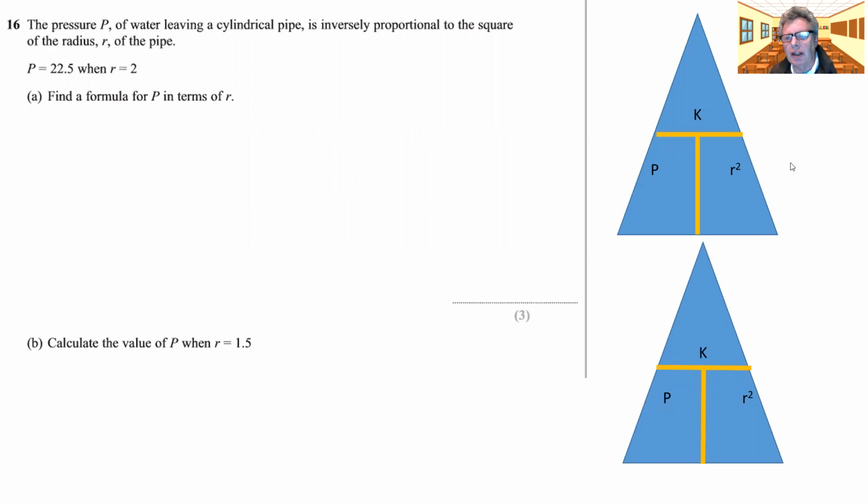Okay, first question here. P is the pressure, and it's inversely proportional to the square of our pipe radius. So if we look, we can use the inverse magic triangle where K is at the top. We're going to put P in the left-hand side, and because it's R squared, we put that on the right-hand side. So if you want to have a go at this, then pause the video. Then once you're happy, we'll show you the answer.